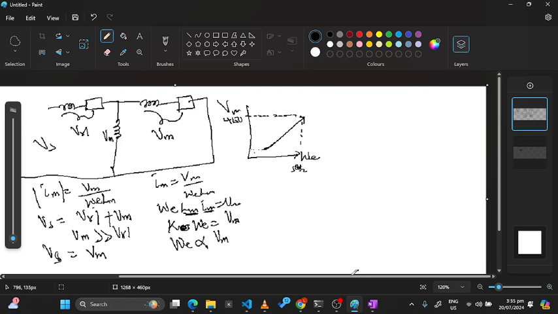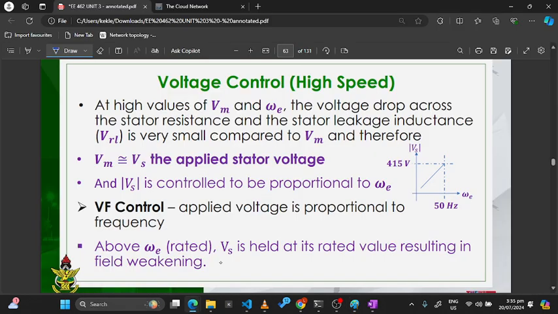Any part here would not hold, because at that time Vm will be small. So if Vm is small, then Vm is not approximately equal to Vs. Okay. That means VRL will be significant compared to Vm. And the magnitude of Vs is controlled to be proportional to omega E. So that's how you get this graph over here. Okay, then variable frequency control: the applied voltage is proportional to the frequency.